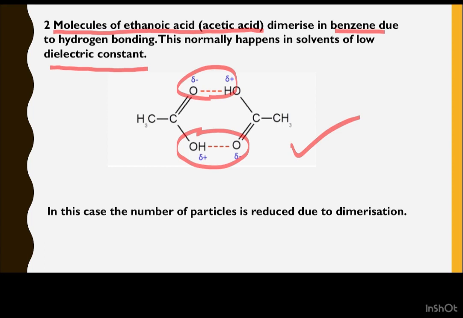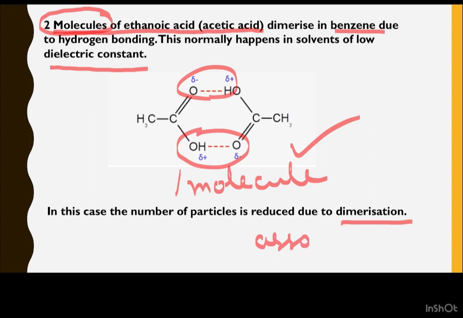Okay, that is one point. Now here, suppose I start with 2 molecules of ethanoic acid. What am I getting? I am getting 1 molecule of the dimer. So because of dimerization, or I can say because of association of molecules, the number of solute particles are decreasing. Again, it is going to affect the colligative properties calculations. So that is why we are discussing abnormal molar mass.